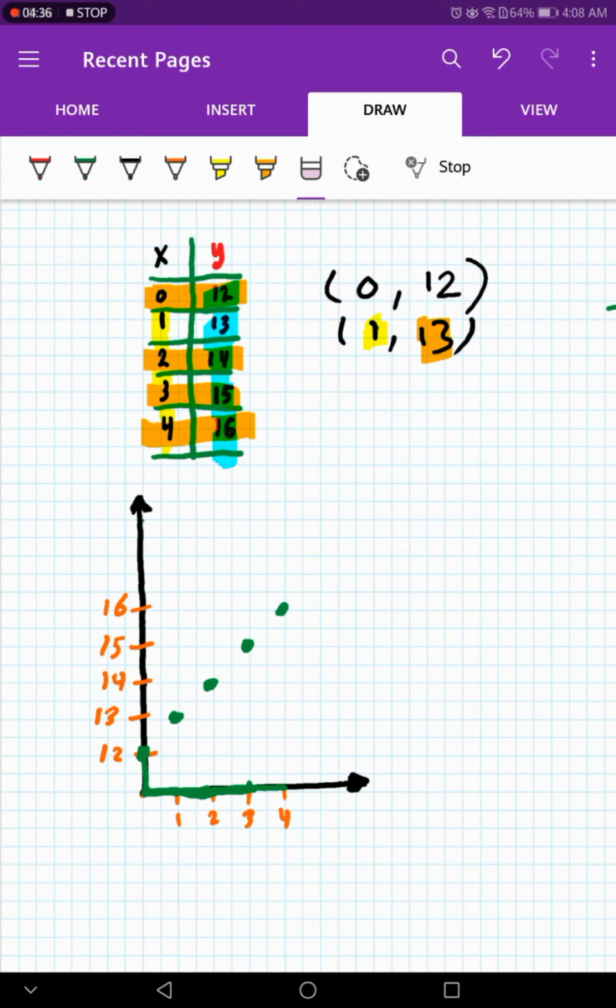So as you see, the dots here you can connect with a ruler, which gives a straight line. And if you have a straight line, that means the function is linear. Okay, the function is linear. This is question number 1.